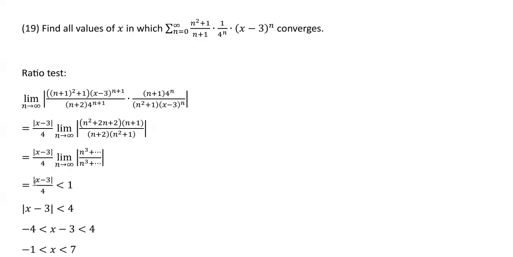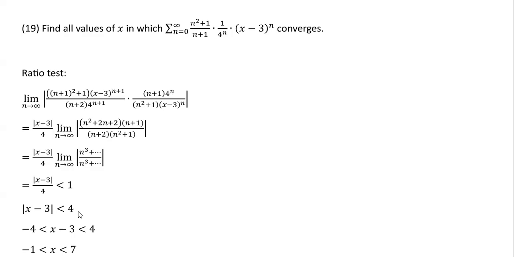And we set the result of the limit, so 1 times the absolute value of x minus 3 over 4, by the way, to be clear. We set the result of the limit to be less than 1 per the ratio test, saying that this power series converges. Okay, so we start solving this inequality. The absolute value of x minus 3 is less than 4. So the radius of convergence is 4, by the way.